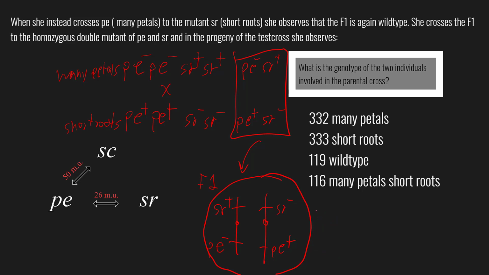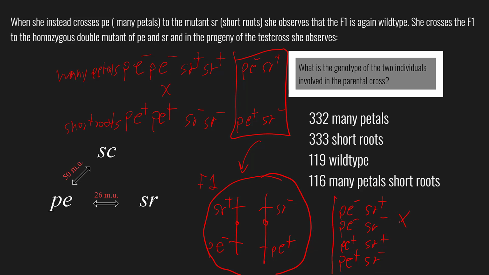So we are crossing again with a double homozygote recessive parent for the gene of interest. So these are going to be the parental gametes. We have PE minus SR plus, and we have PE plus SR minus, which means that the recombinants are going to be PE minus SR minus and PE plus SR plus. Okay, so these are going to be the contributions of the F1 individual.